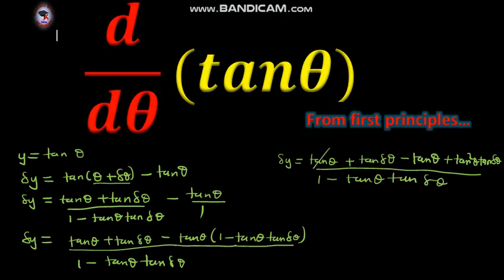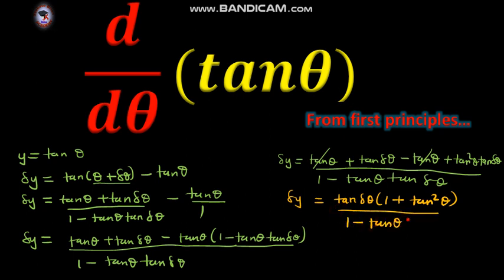Now tan theta and tan theta will cancel, and we shall have a small change in y as tan of the small change in theta. We factor it out and have 1 plus tan squared theta, divided by 1 minus tan theta tan of the small change in theta. We should note that for small angles in radians, tan of a small change in theta is approximately equal to the small change in theta.